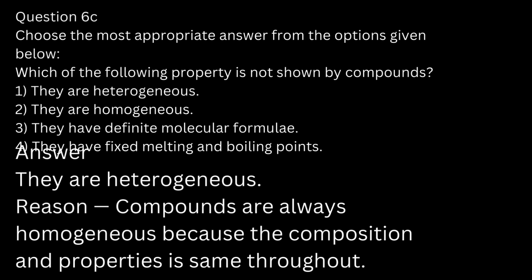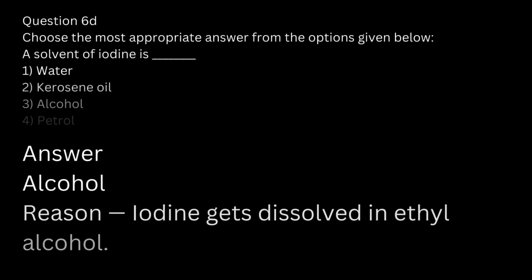Question 6c. Choose the most appropriate answer from the options given below. Which of the following properties is not shown by compounds? 1. They are heterogeneous. 2. They are homogeneous. 3. They have definite molecular formulae. 4. They have fixed melting and boiling points. Answer. They are heterogeneous. Reason: compounds are always homogeneous because the composition and properties are the same throughout.